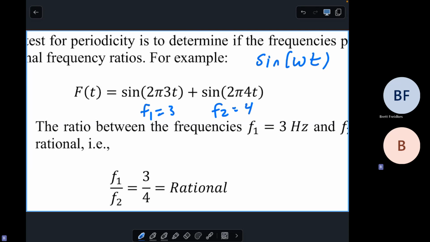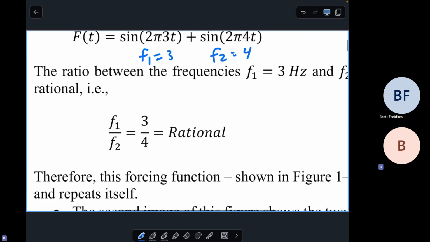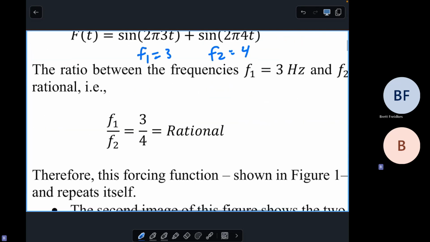What is that for this one? 4. Now the test for periodicity is to check that the ratio of these frequencies is a rational number, not irrational, a rational number. So f1 over f2 is 3 over 4. That's rational. If I have multiple frequencies, you had one in your homework with 3, it's just the combination of all of them: f1 to f2, f1 to f3, f2 to f3. If all of them are rational, then you're good. That makes sense. Then it's periodic.